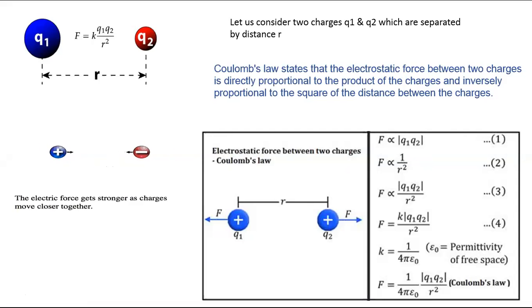You can see the animation now. When the charges are coming close to each other, the force is maximum, and when they are moving away, the force is minimum. So you are supposed to write this: F is directly proportional to Q1 Q2, and F is inversely proportional to the square of the distance. So F is equal to a certain constant. This constant is called the constant of proportionality.